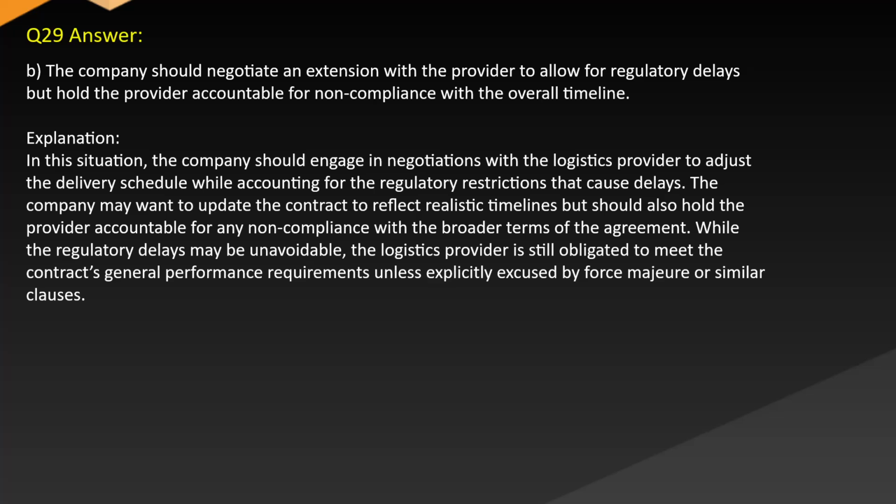Answer. B. The company should negotiate an extension with the provider to allow for regulatory delays, but hold the provider accountable for non-compliance with the overall timeline. Explanation. In this situation, the company should engage in negotiations with the logistics provider to adjust the delivery schedule while accounting for the regulatory restrictions that cause delays. The company may want to update the contract to reflect realistic timelines.